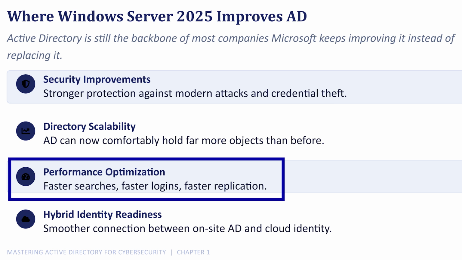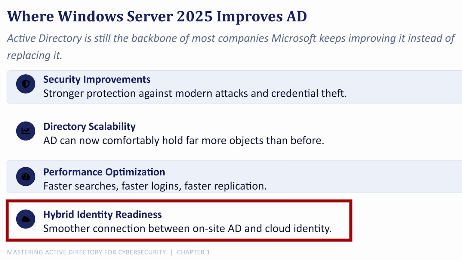Now we move on to the third one, which is performance optimization. The slides mention faster searches, faster logins, faster replications. Okay, imagine an organization with thousands of employees. If authentication is slow, employees feel it. Yes, if directory searches are slow, administrators also feel it. If replication is slow, changes may take longer to reach other systems. So performance really matters. That is why the new update is something to look at, and that's why I'm using this in this series.